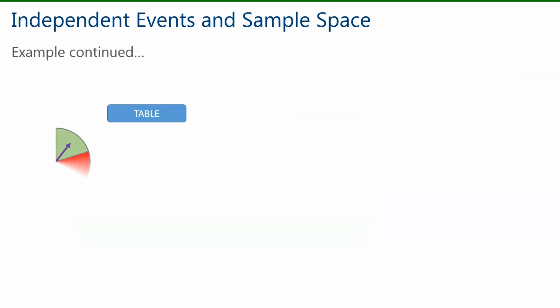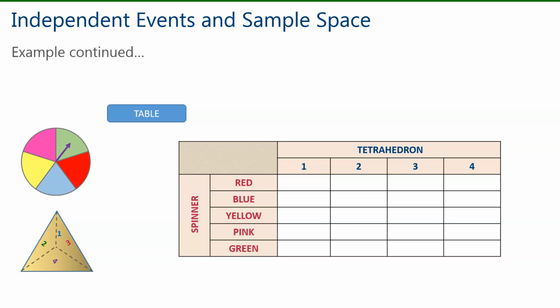Now we will look at our table for our 5-colored spinner and our tetrahedron. Here is my table. At the top, I've put the possibilities for the tetrahedron, the 1, 2, 3, 4. And for the spinner, I have put the colors red, blue, yellow, pink, green. Now it's just a matter of filling in the table.